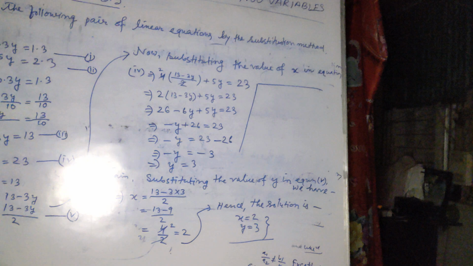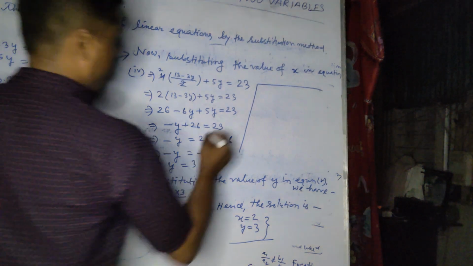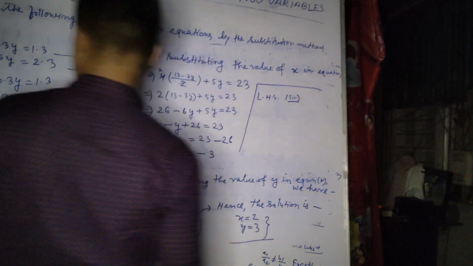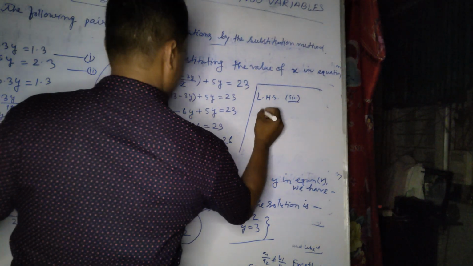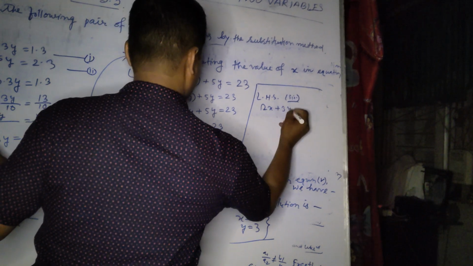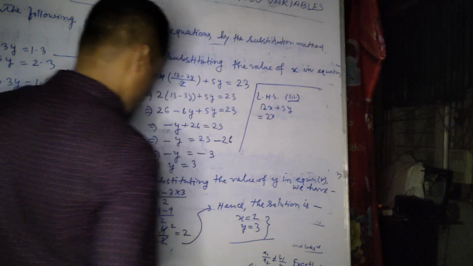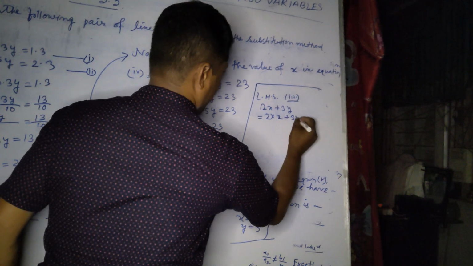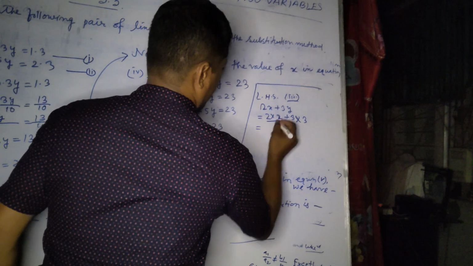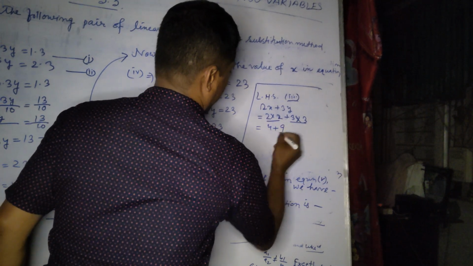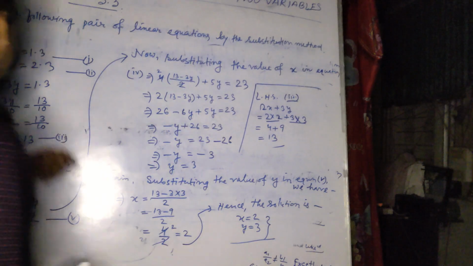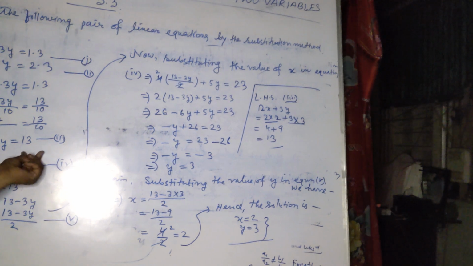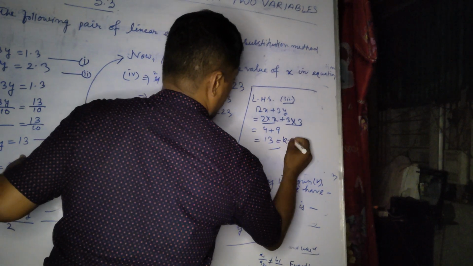So from equation 3, the left hand side is 2x plus 3y. This is equal to 2 into the x value, which is 2, plus 3 into the y value, which is 3. That means 2 into 2 means 4, plus 3 into 3 means 9. Then we will get 13. The right hand side is 13. So our solution is correct.